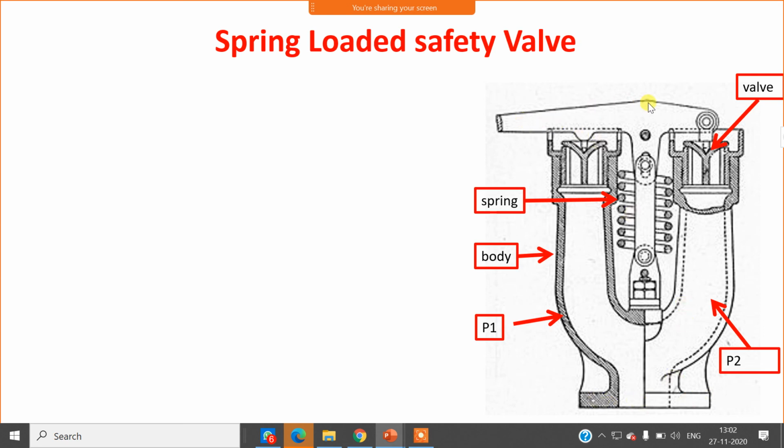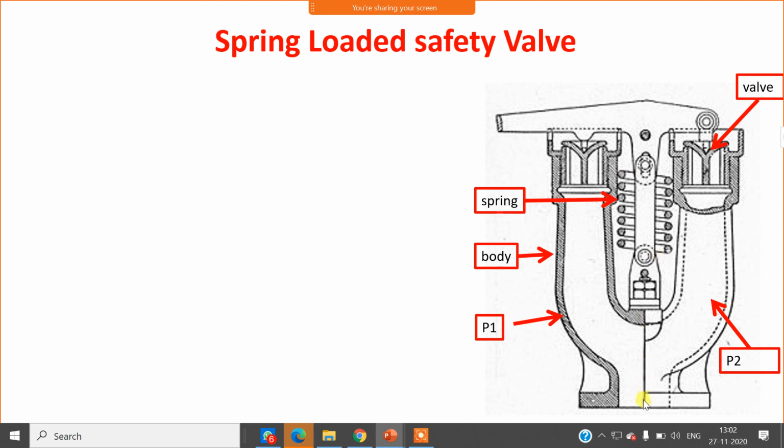Now this is the lever. The lever is connected to the two valves, and this lever is supported with the help of a spring to the shackle. This is the shackle, and this spring, or this lever, is supported with the help of the shackle on the spring.